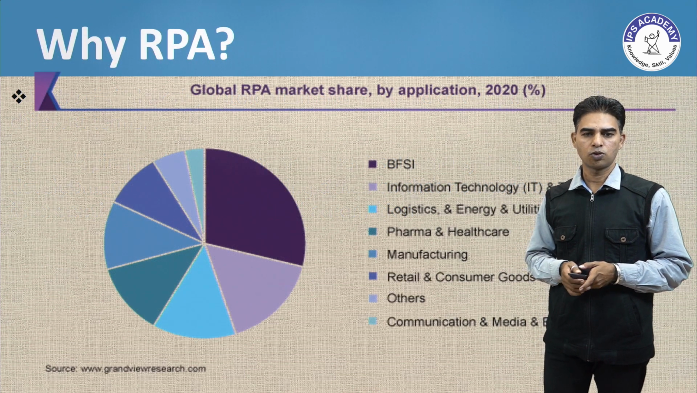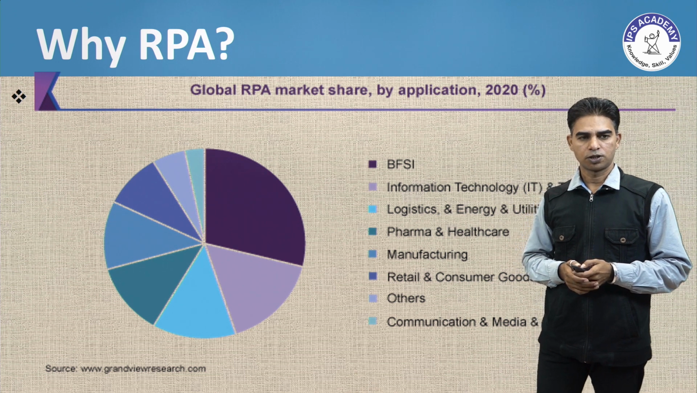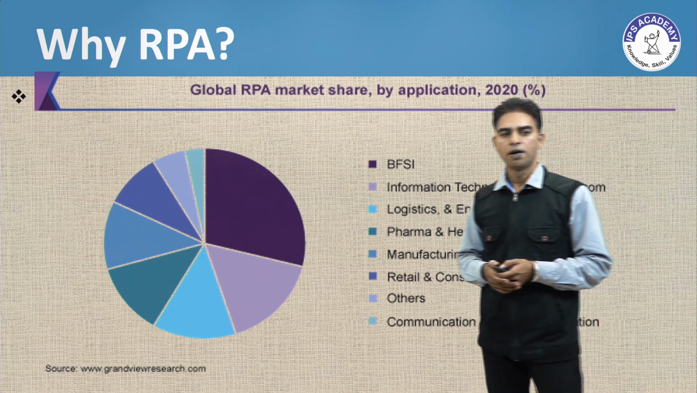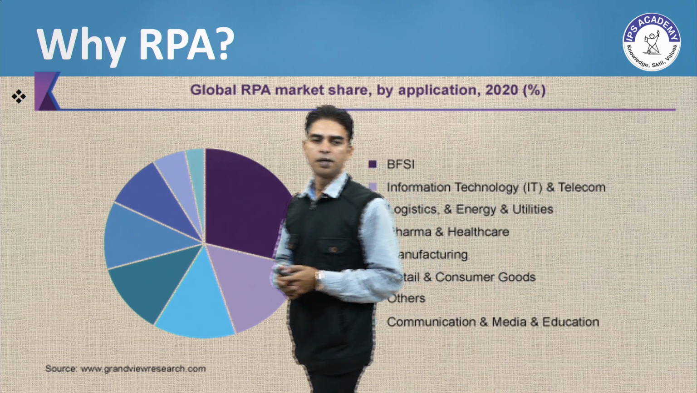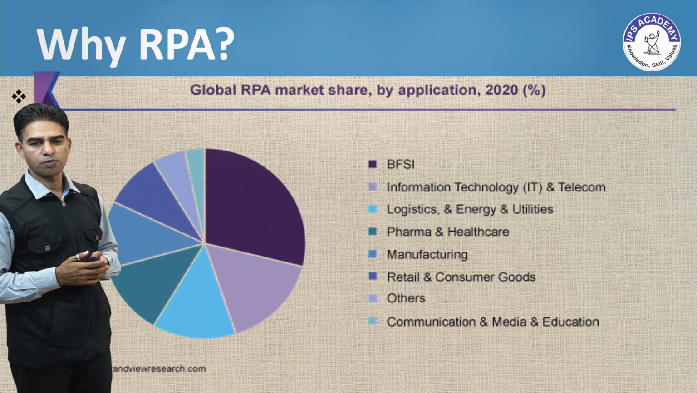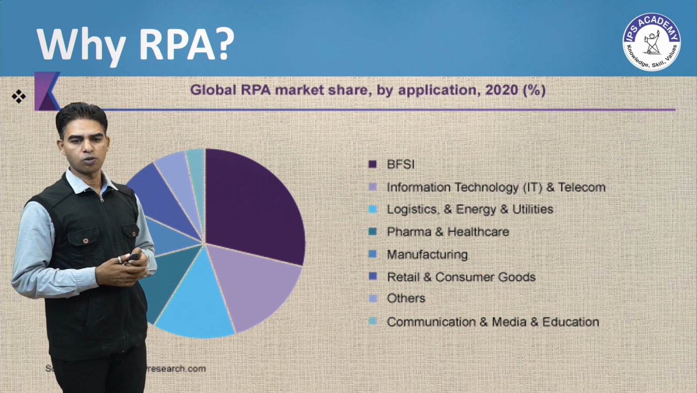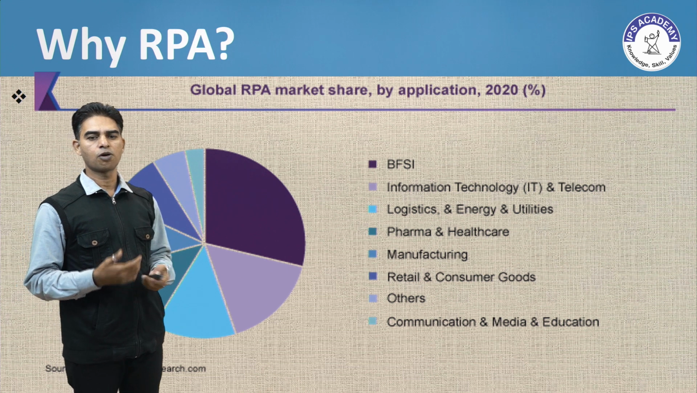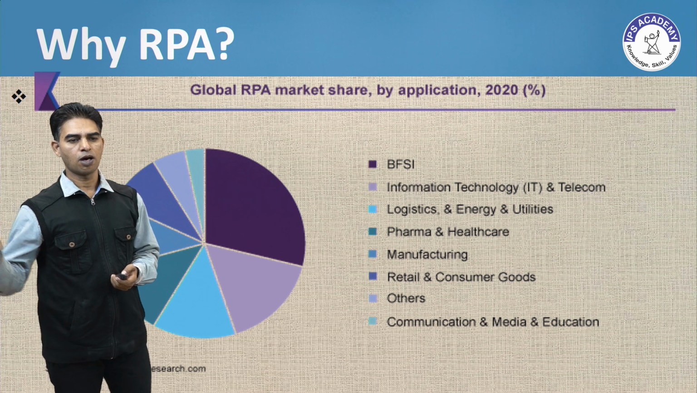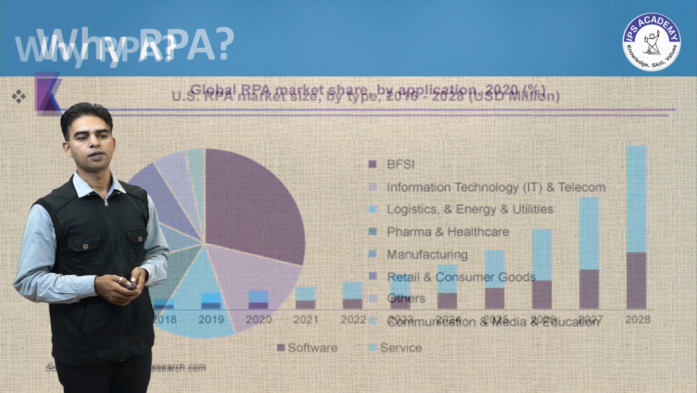So the first question in our mind is why we are using robotic process automation. Because there is a market: the global RPA market in 2020. There is a various type of application where we are using robotic process automation: retail, consumer goods, communication, media, information technology, logistics, energy, utility. So there is a large environment to work in RPA.